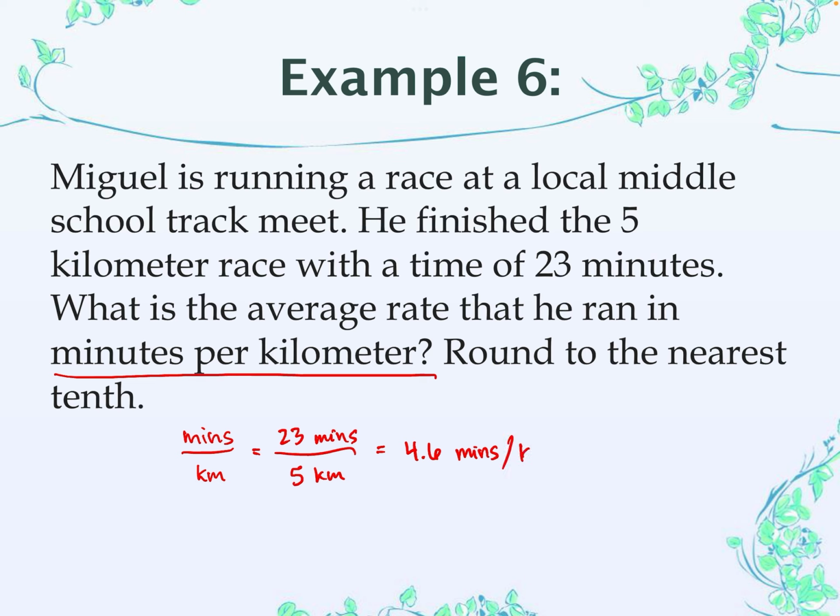per kilometer. You could write out minutes per kilometer in words or minutes divided by kilometers. 4.6 minutes per kilometer. And this is a constant rate as well. This average rate is just a set rate that does not change. The average or constant rate at which Miguel is running: 4.6 minutes per kilometer.